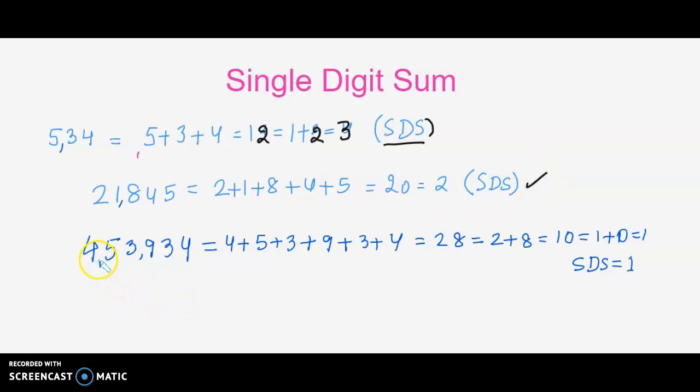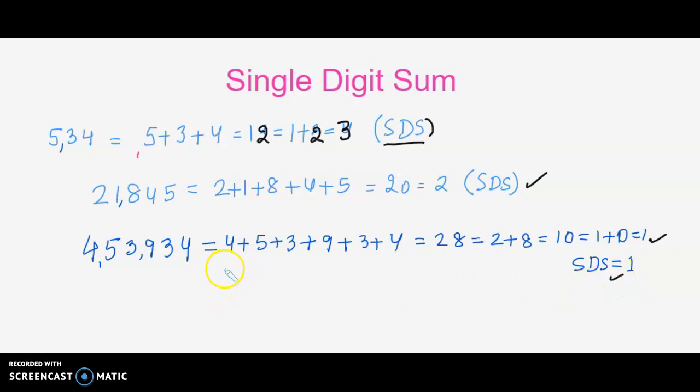Next is 453,934. We will follow the same process and add all the digits. We finally get 28, and adding 2 and 8, again we get 10. Again add 1 and 0, and we finally get 1. So the single digit sum for this is 1.